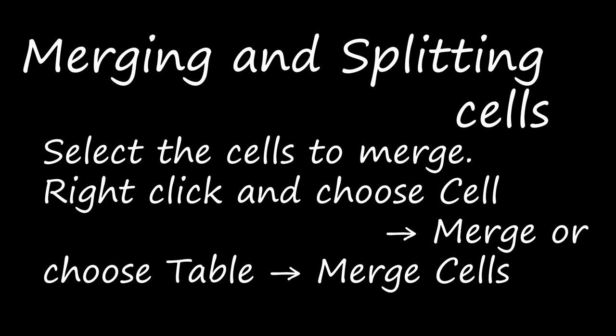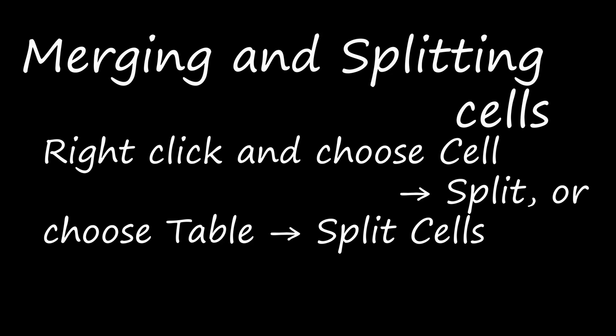And to split also same way, you can keep the insertion point in the particular cell which you have to split, and click the right button in the mouse and then select cell and split. Okay, or you can use the table menu in the menu bar and select the split cells. So rows will be shown horizontally, and columns will be shown vertically.